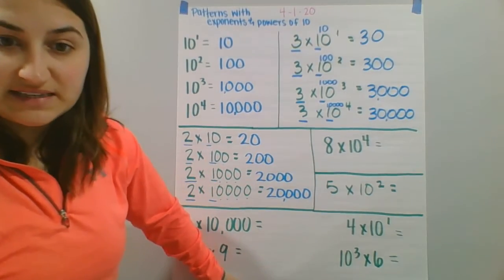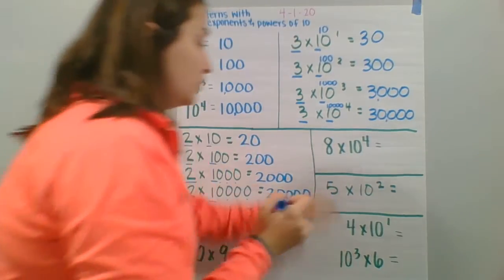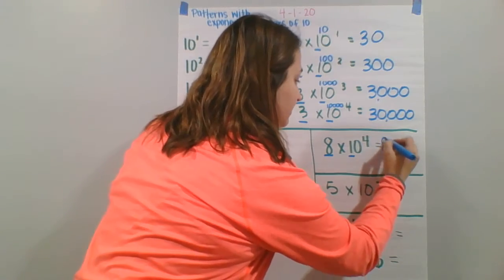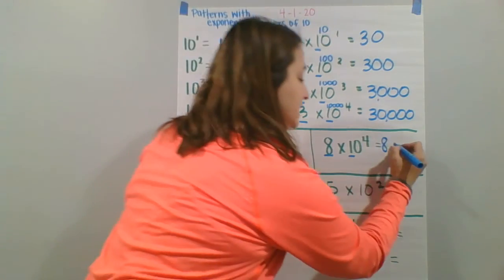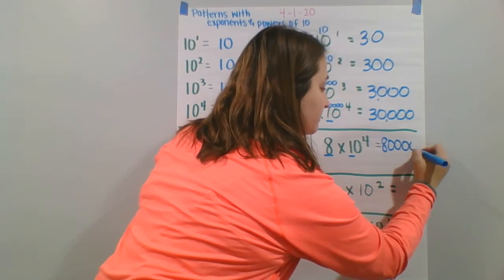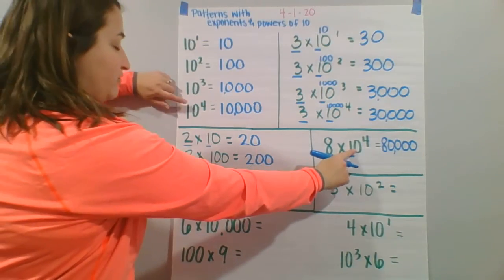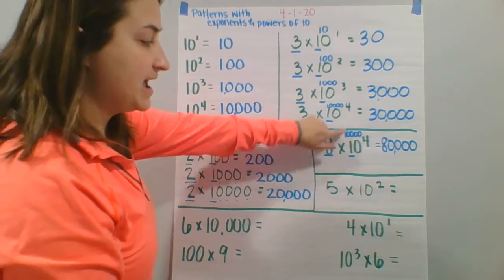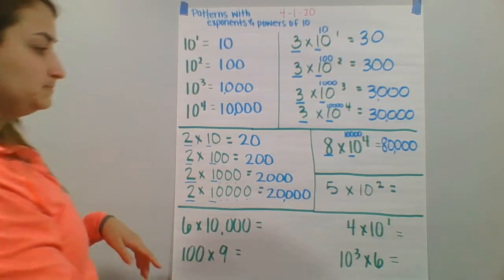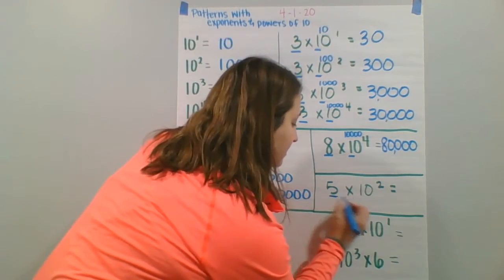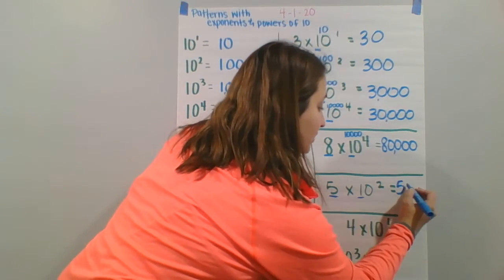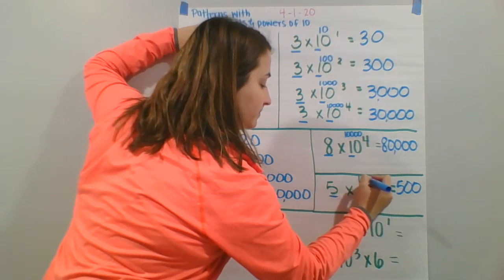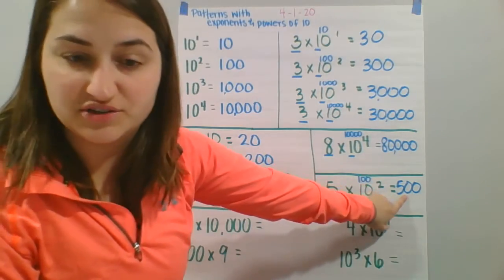So now let's do a couple of examples. We have 8 times 10 to the 4th. So 8 times 1 gives me 8. That 4 tells me I need 4 zeros. And then remember, 10 to the power of 4 is 10,000. You can check yourself and say, okay, 8 times 10,000 gives me 80,000. 5 times 10 to the second: 5 times 1 is 5 with 2 zeros. 10 to the second is 100. So checking ourselves, 5 times 100 is 500.